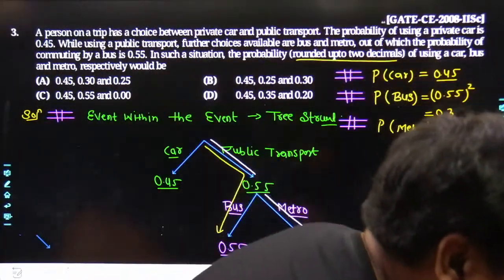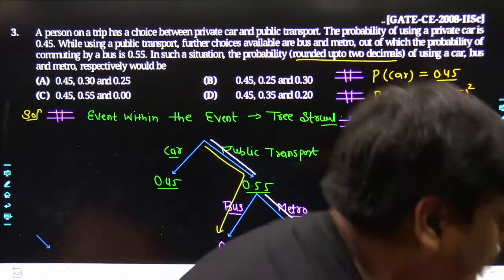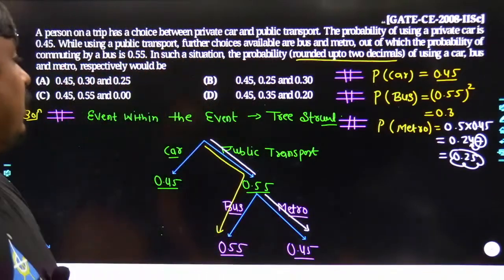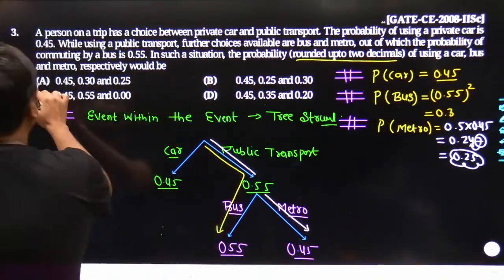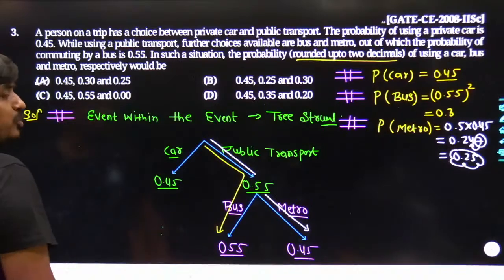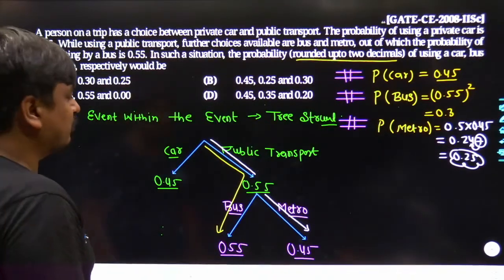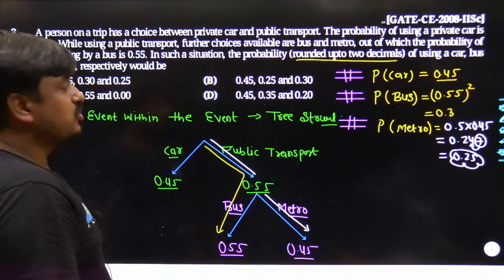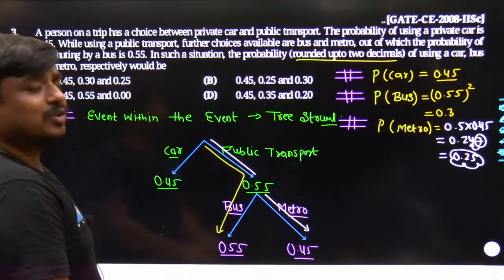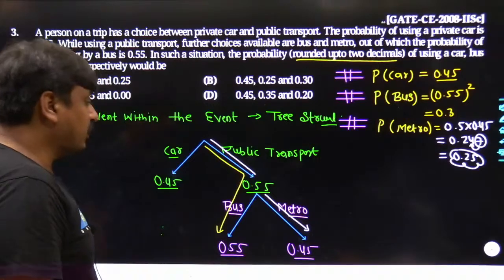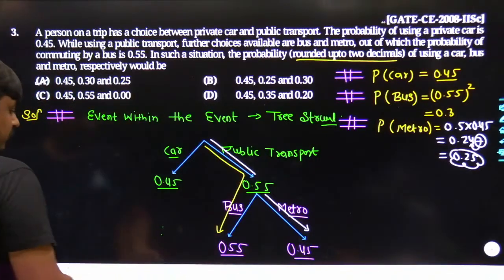May I know how many of us could really understand this concept? So the best answer is: the possibility that I would be traveling through the car is 0.45, the possibility that I would be traveling through the bus is 0.30, and similarly the possibility that I would be traveling through the metro is 0.25.